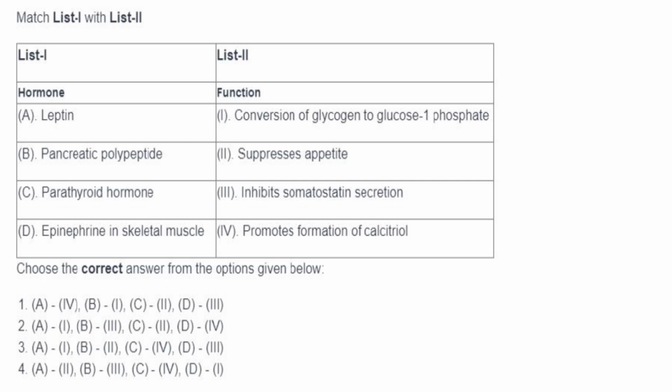So coming to the first question, it is match the following hormone with function. Leptin, it suppresses appetite. So A2 is there only in option 4. So that must be your answer. Then pancreatic polypeptide, it inhibits somatostatin secretion. That is also correct.